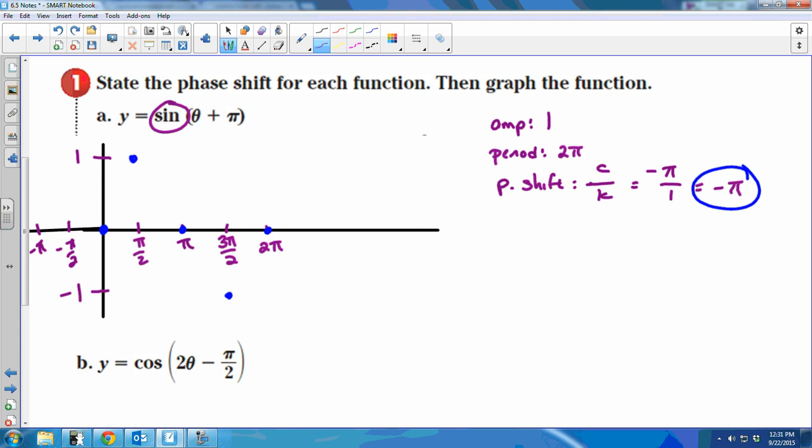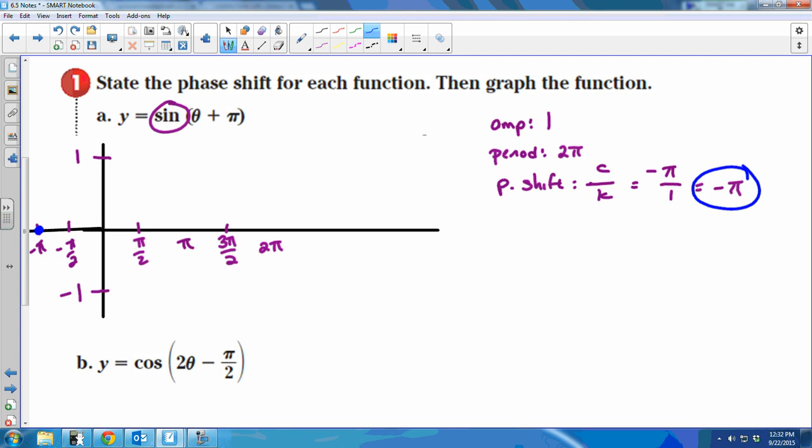If I'm shifting the curve over negative pi, that means all of those points are getting moved over two segments, right, on our scale. Does that make sense? So let me erase all these real fast. So instead of starting at 0, 0, we're going to start at negative pi.